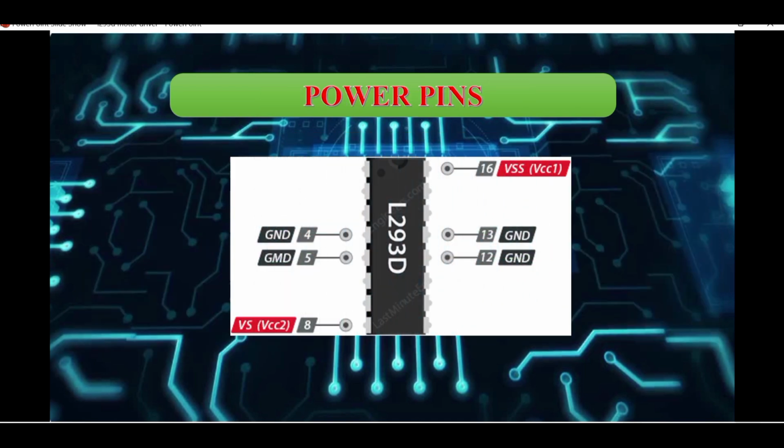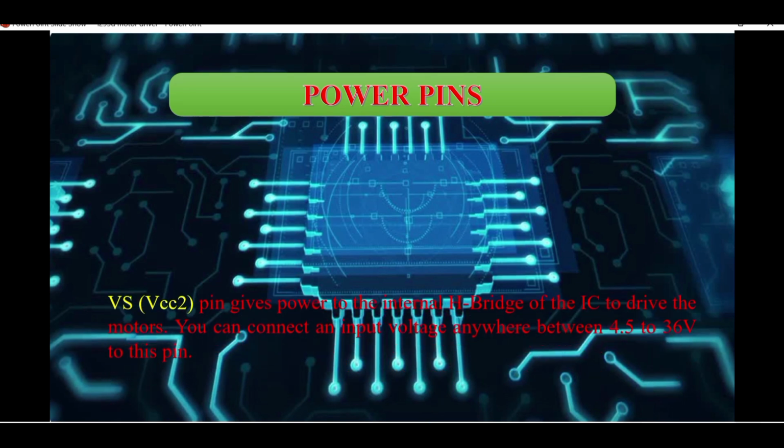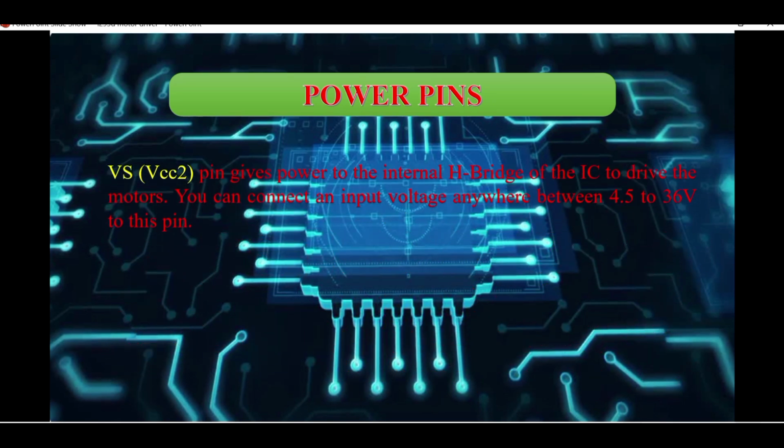In the next slide we will see the brief definition of the L293D motor driver power pins. Here we have 2 power pins, that is pin 8 and pin 16, and 4 grounds. The first, VCC 2 pin, gives power to the internal H-bridge IC to drive the motor. We can connect the input voltage anywhere between 4.5 volts to 36 volts.